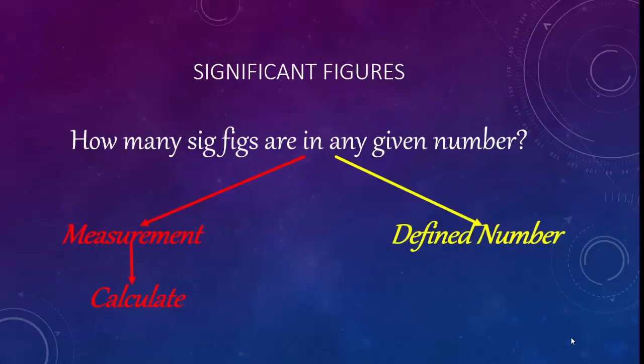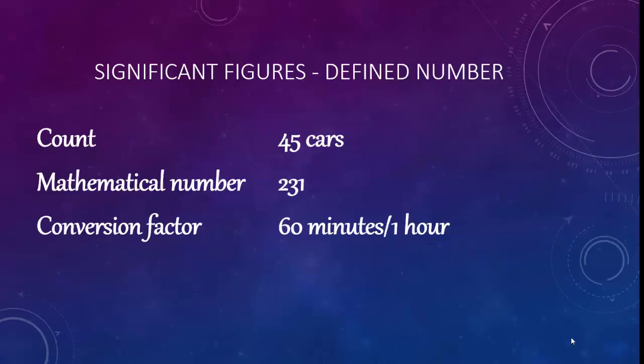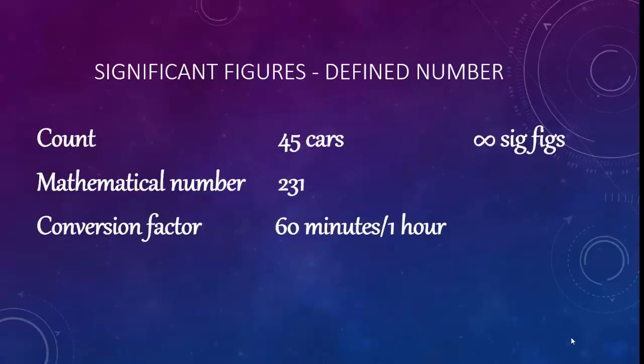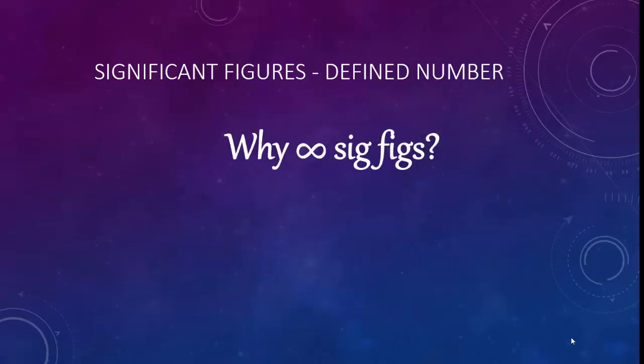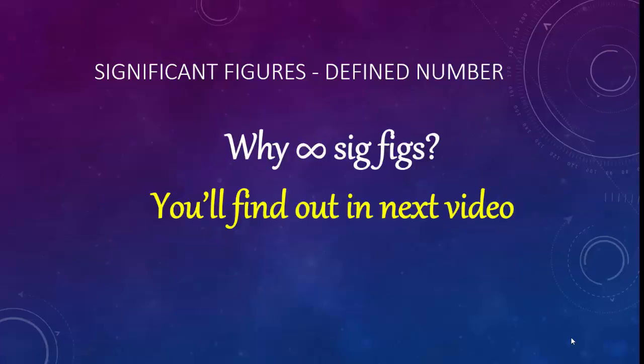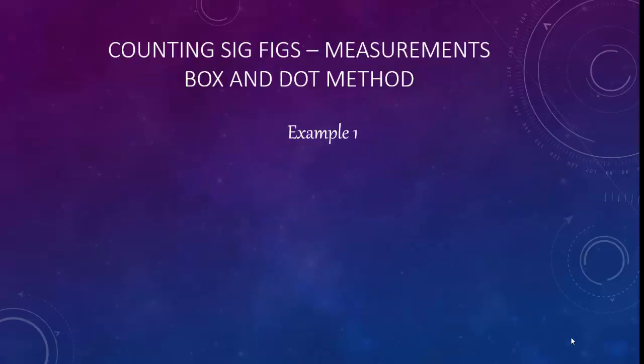How about if you have a defined number? A defined number, by definition, has an infinite number of significant figures. So if we look at our previous defined numbers, 45 cars, infinite significant figures. 231, infinite significant figures. 60 minutes per 1 hour, once again, infinite significant figures. Why infinite significant figures? You'll have to wait for the next video to find out. So here's an example for you to try, and then we'll go through it.